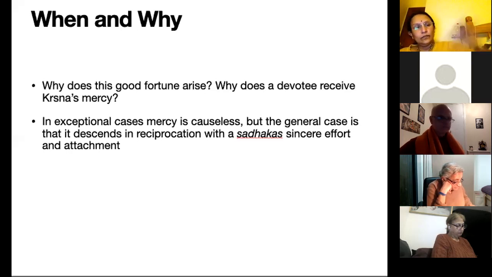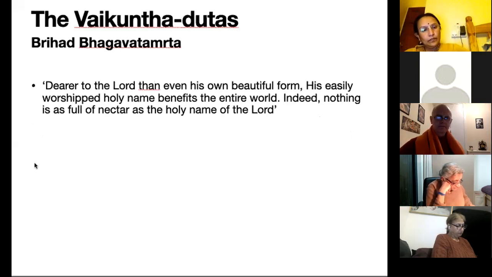The Vaikuntha Dutas explain, dearer to the Lord than even his own beautiful form, his easily worshipped holy name benefits the entire world. Indeed, nothing is as full of nectar as the holy name of the Lord. So to the question, how and why does bhava awaken? We have answered, such a divine transformation is made possible by the mercy of Krishna, his names, his devotees, or by bhava itself. To be more specific, let us summarize what has been said so far and so elaborate on the answer above. How and why does bhava awaken?